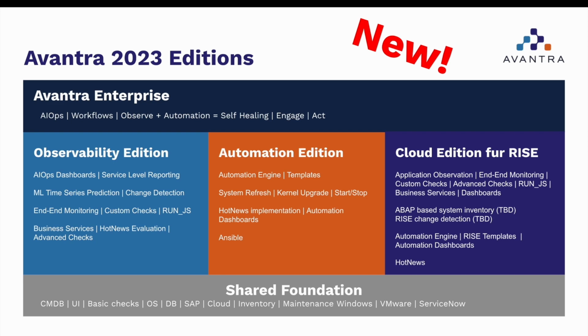The RISE Edition is intended for customers that are looking at moving their SAP environment into RISE. It includes all the RISE compatible features from the Observability Edition, as well as some other features from the Automation Edition. You can call it an Enterprise Lite version, if you will, that allows you as a customer to manage both your RISE environment as well as any other systems that are on premise.